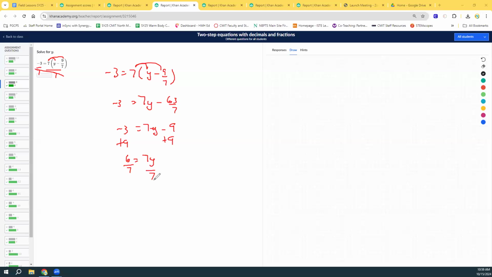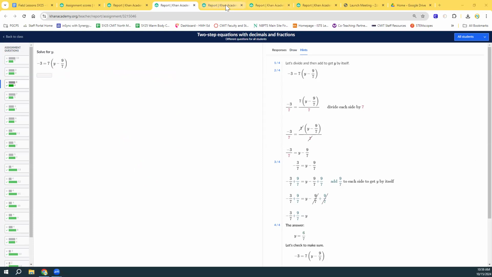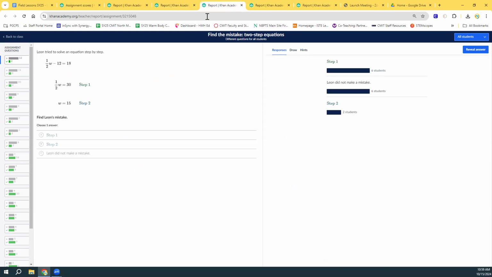Look at that. Are you guys proud of me? I did the whole problem with my variable on the right side, and I felt so uncomfortable, but finished. 6 over 7, final answer. Boom. Okay, so there you go. More than one method. That's why we had 2 Edpuzzle videos on the same assignments.